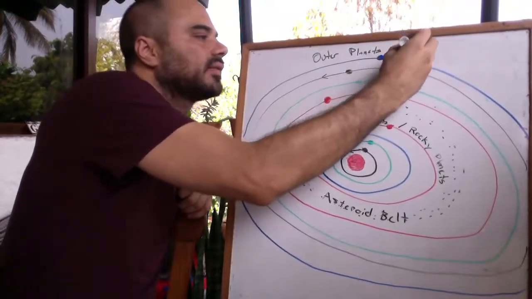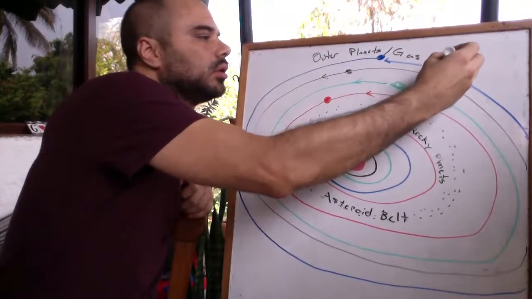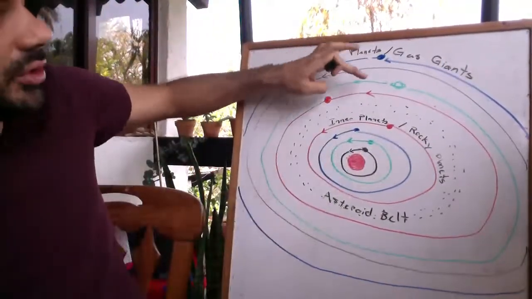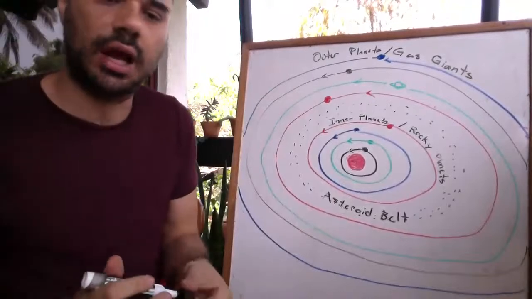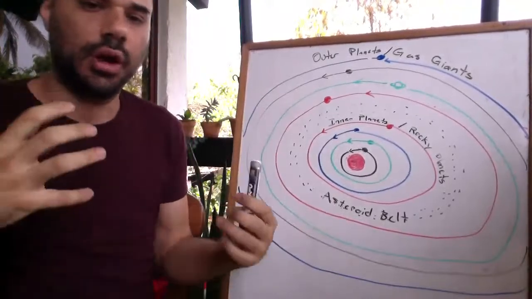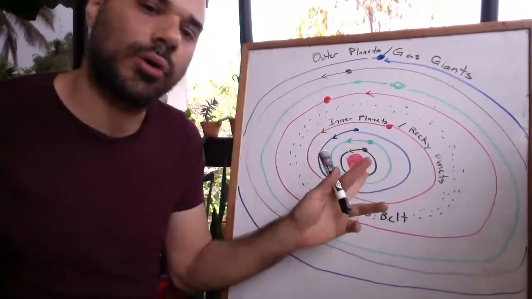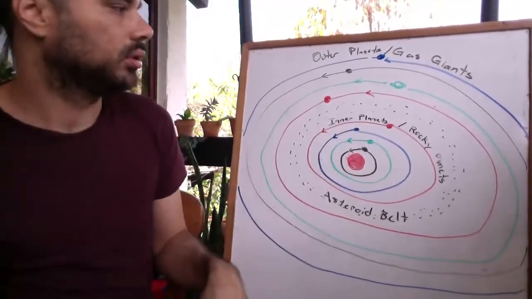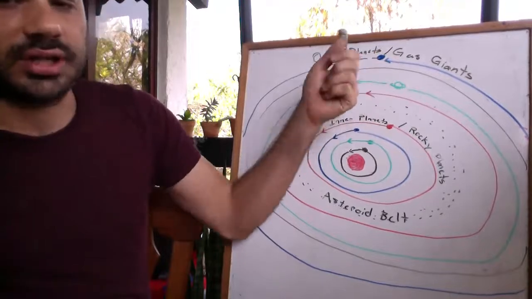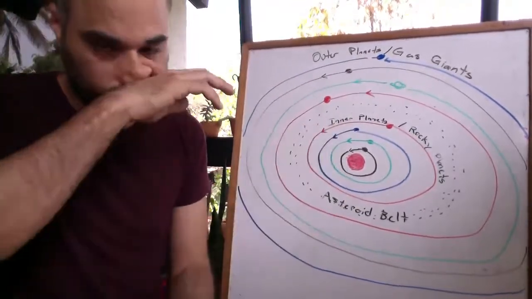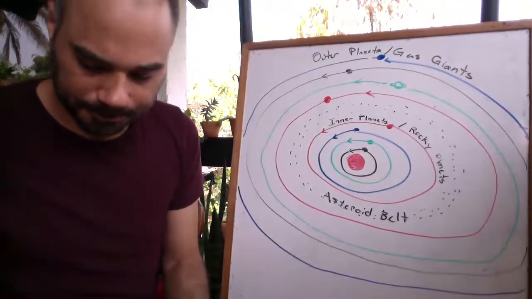Or gas giants. Why gas? Because they are mostly made of gas. They are mostly made of atmosphere more than rock. On the other hand, the rocky planets have more rock than atmosphere. These ones have less rock and even less liquid than atmosphere. Okay.